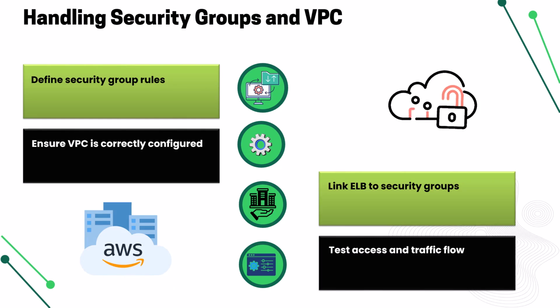Security groups and VPCs, the unsung heroes of infrastructure. First, we set security rules to avoid any "oops, my database is open to the world" moments. Then, verifying VPC configuration ensures our resources are talking within the right network, not shouting across the wrong one. Linking ELB to security groups is like picking the right locks. And finally, testing traffic ensures your setup isn't like a toll booth with no exit.